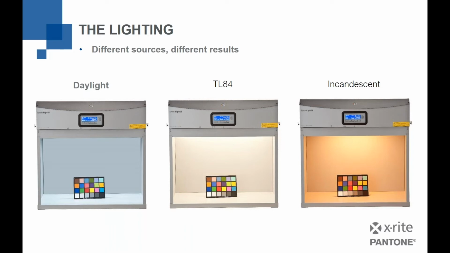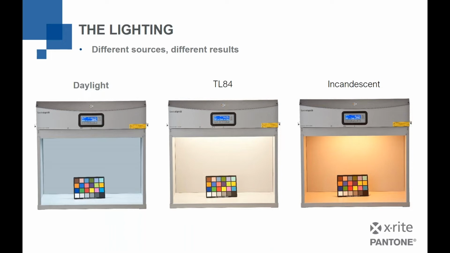When I show this to people, I tend to have them look just at the bottom row of swatches in that color checker. On the left, under daylight, it's very white to black and neutral grays. A little less neutral maybe under TL84, and then when we go to incandescent, it's not grays anymore. It looks like a series of khaki colors and those kinds of things. So different sources give us different results.